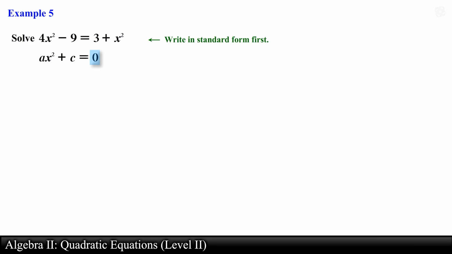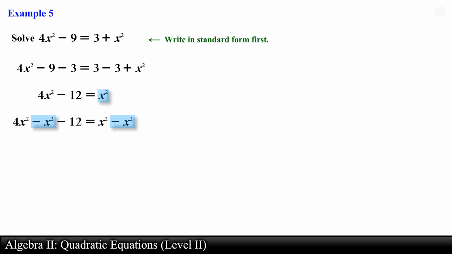It really doesn't matter if 0 ends up in the left or the right side of the equation. As long as it's in standard form, everything will work out. So let's go ahead and get all the terms to the left side. So we first subtract 3 from both sides and simplify to obtain 4x squared minus 12 equals x squared. Then we subtract x squared from both sides and obtain 3x squared minus 12 equals 0. Now we have it in standard form.